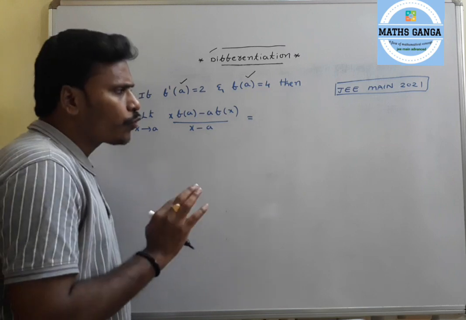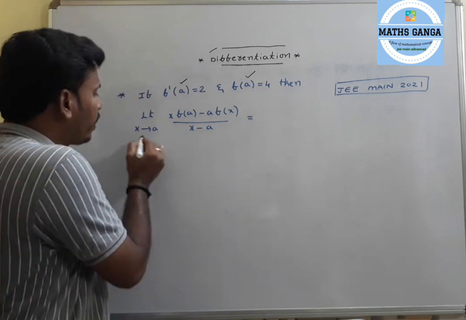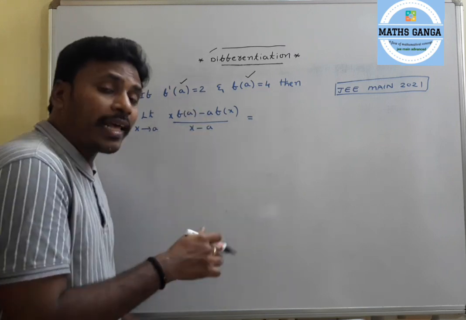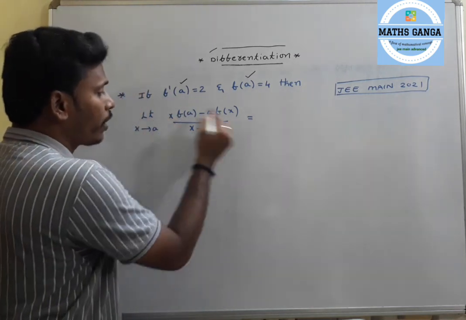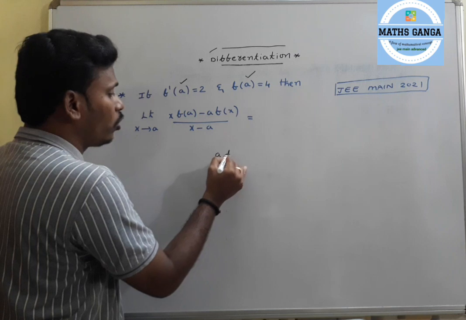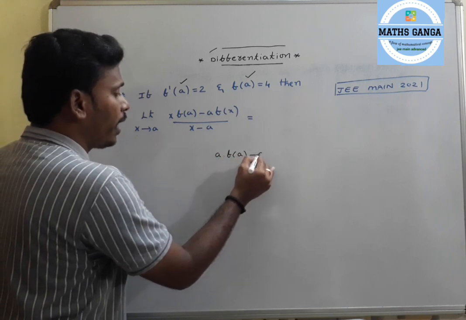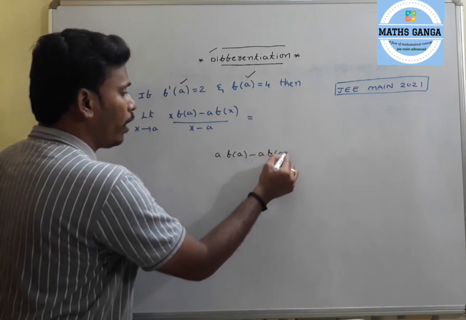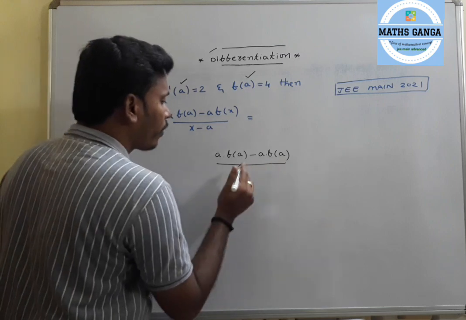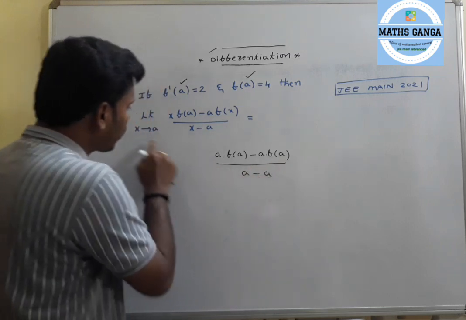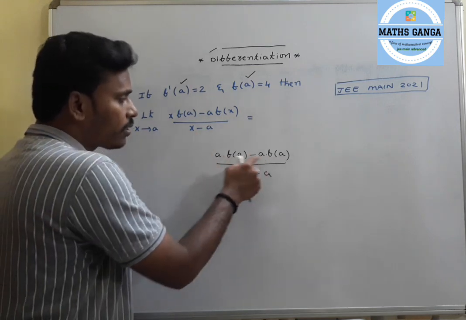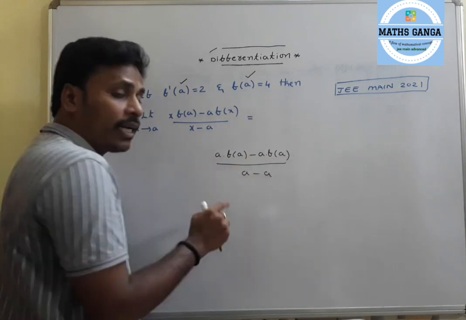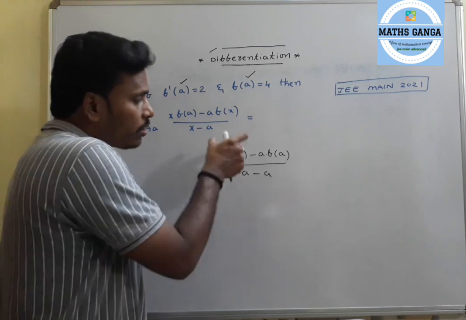We know, usually to find limits, we directly take x equal to a. What happens if we take x equal to a? Just replace x with a. The numerator will become a into f of a minus a into f of a divided by a minus a. Just simply replace x with a here. Now the numerator is 0 as well as the denominator is also 0. Okay, 0 by 0.